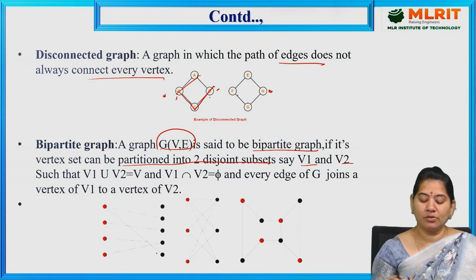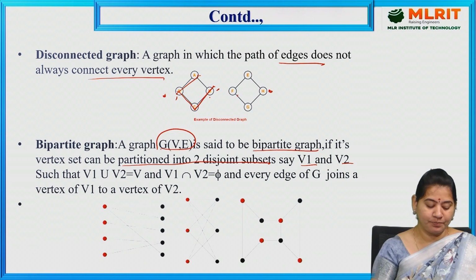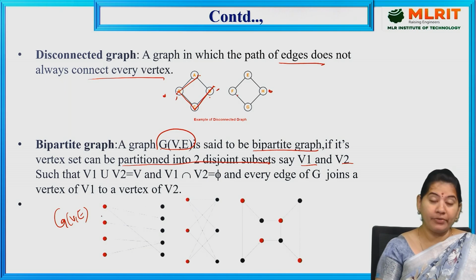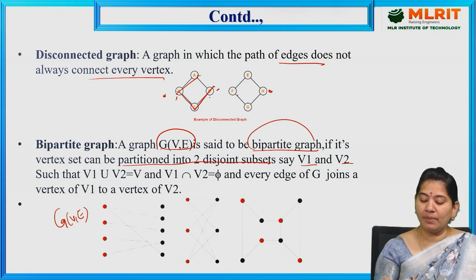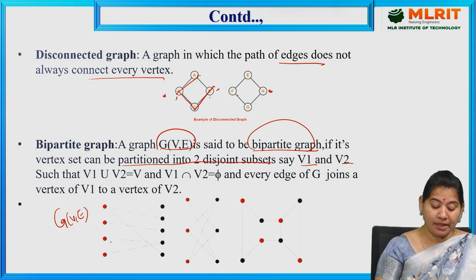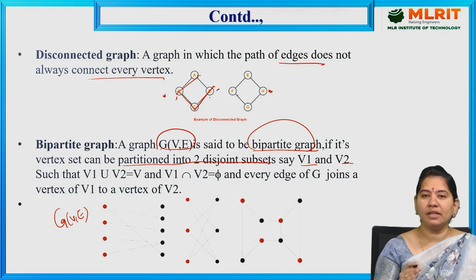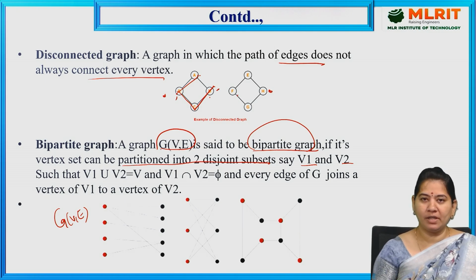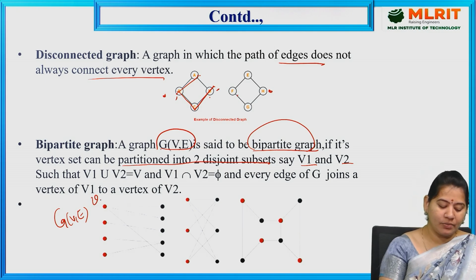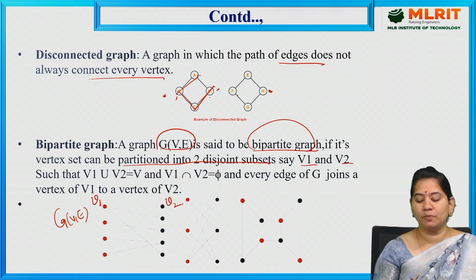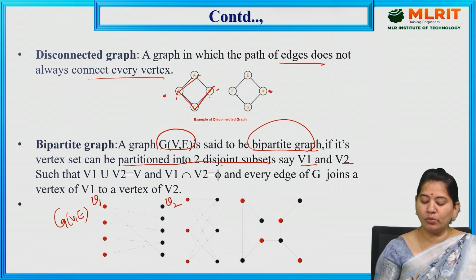Which is nothing but, let us suppose I am representing this total graph with G(V, E), and this G(V, E) is said to be bipartite graph if its vertex set, here vertex set is nothing but many vertices, I am just dividing those vertices into two types: red color vertices I am denoting with V1 and black color vertices I am denoting with V2. So let us suppose these are two disjoint subsets.